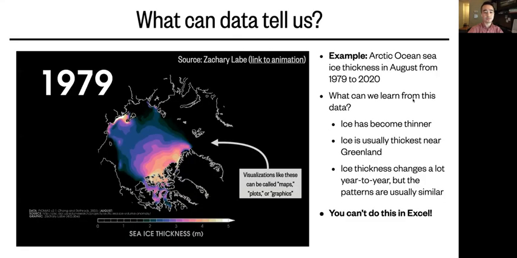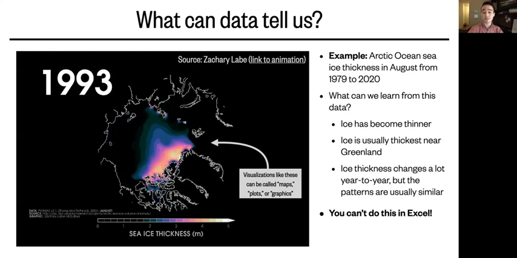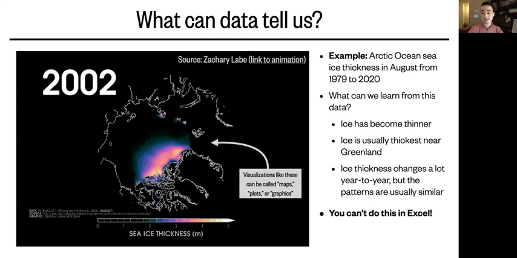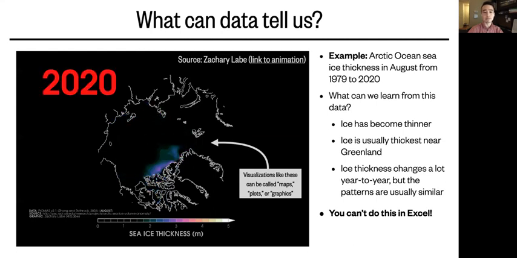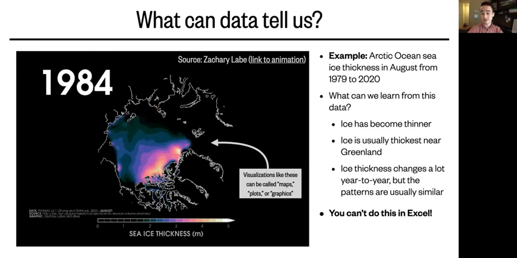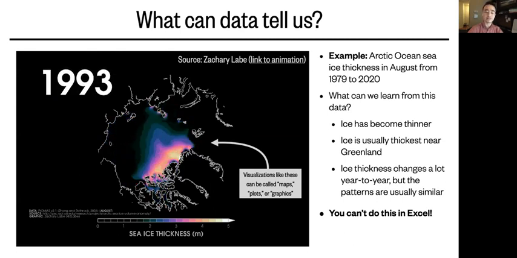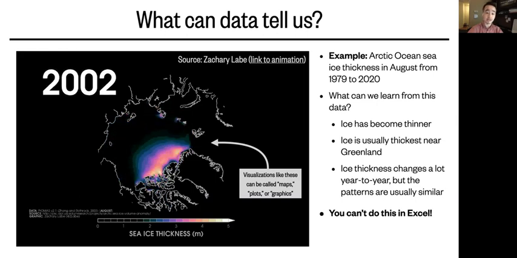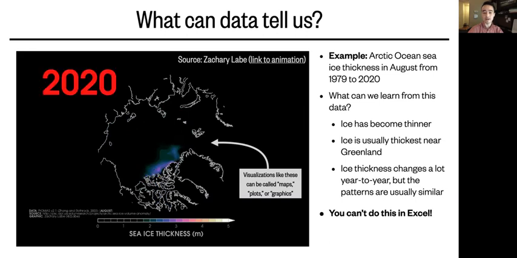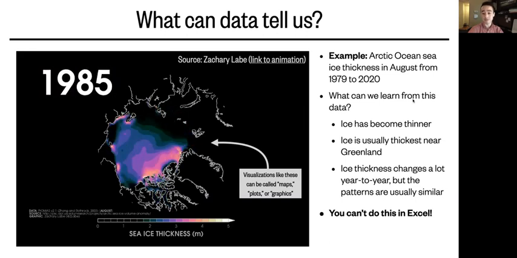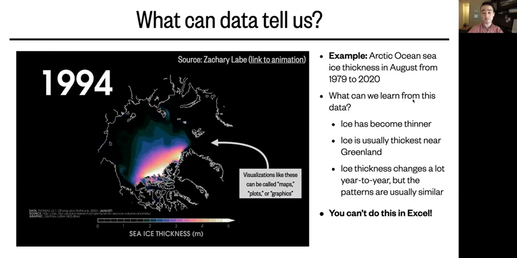So what can data tell us? We're looking here at an animation showing the summertime thickness of sea ice in the Arctic Ocean from 1979 to present day. And as you might know, sea ice is just frozen seawater. It floats on top of the ocean. And the data giving us information about how thick it is comes from satellites and climate models. Here, these brighter colors mean thicker ice, and there's a scale at the bottom that tells you how those colors correspond to thickness in meters.